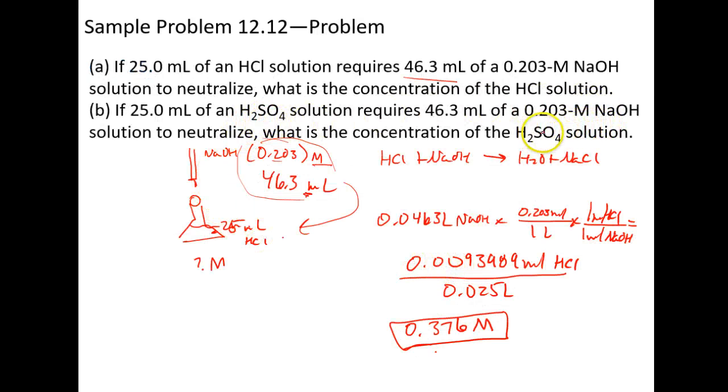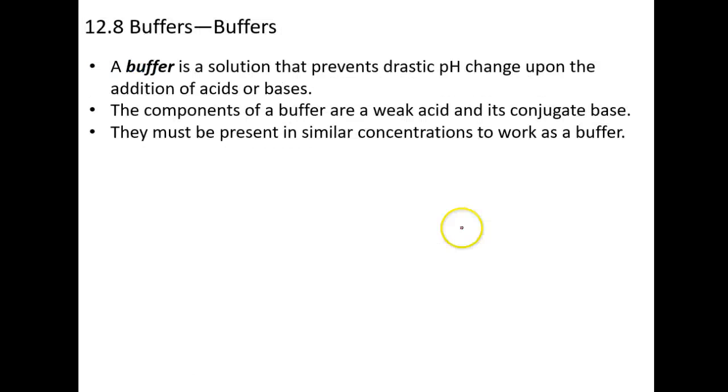This is a 2-to-1 ratio. Write the equation out, balance the equation, use your mole-to-mole conversions, same process, and you should have no problem with this. This is based off of last chapter's stoichiometry. All right, I am going to end it here for that one, and then when we come back, we'll do buffers.